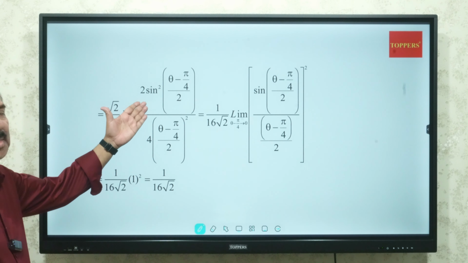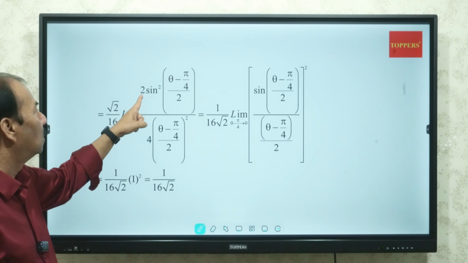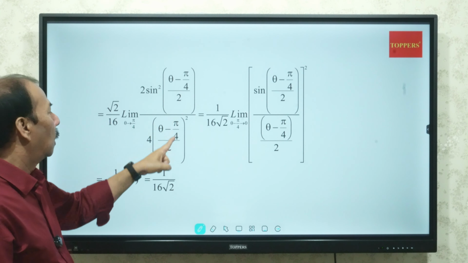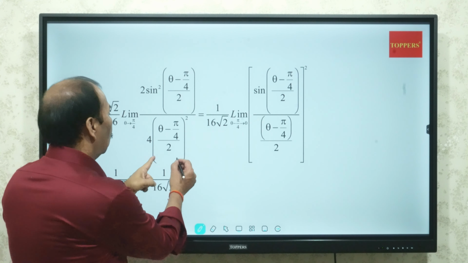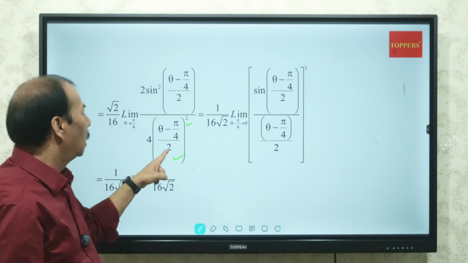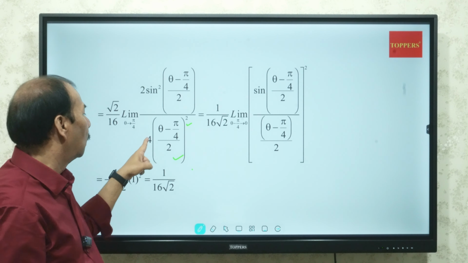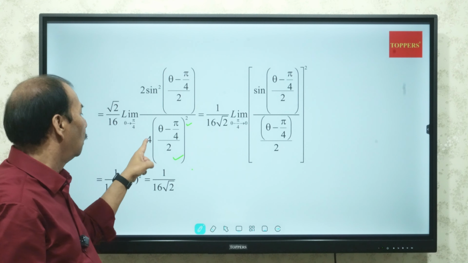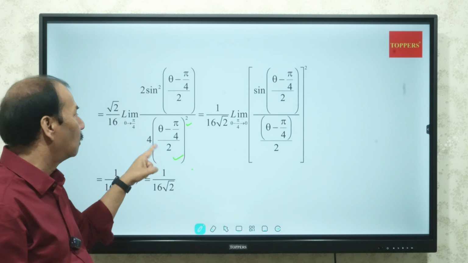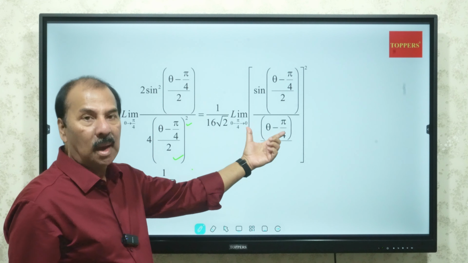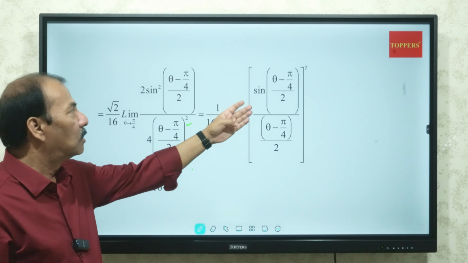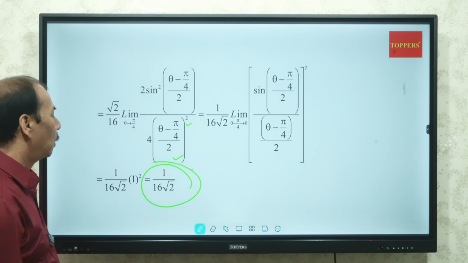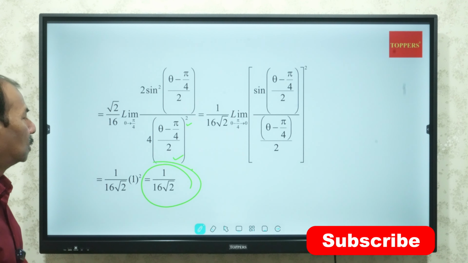Again see this here, 1 minus cos theta has been changed to 2 sin square of theta minus pi by 4 upon 2, again over theta minus pi by 4 upon 2 whole square. Since you have made it a whole square, we are introducing 4 here. In the denominator of this part we have introduced this 4, so we need to multiply by this 4, so that 4 and 4 get eliminated. After you get this, substitute the values as we have discussed, and finally we are getting it as 1 upon 16 root 2. So this is your solution.